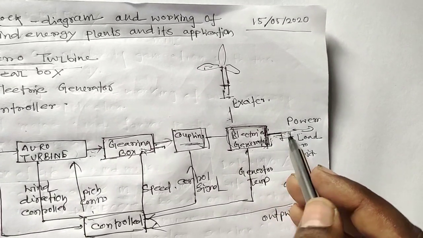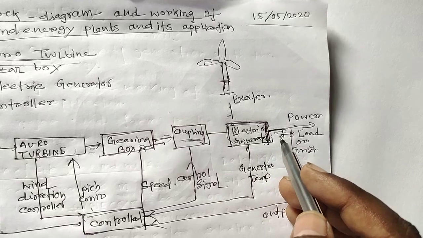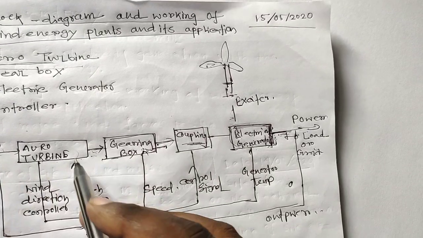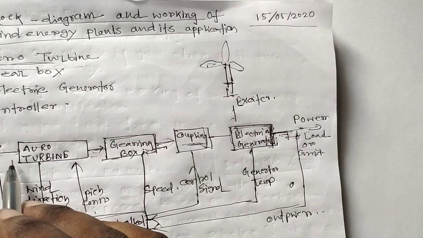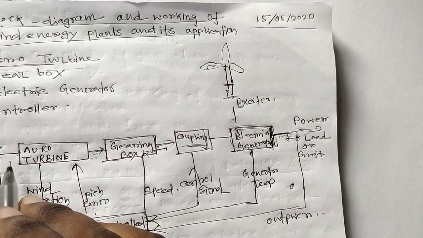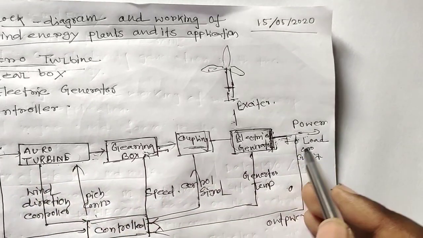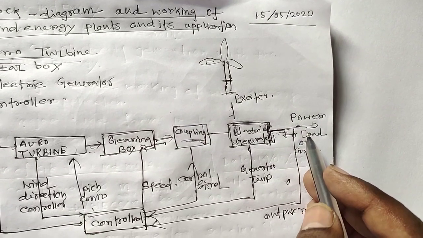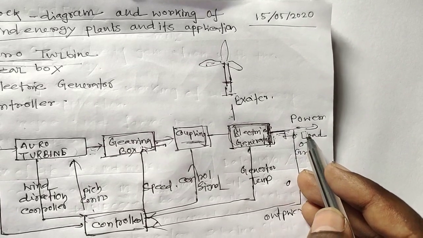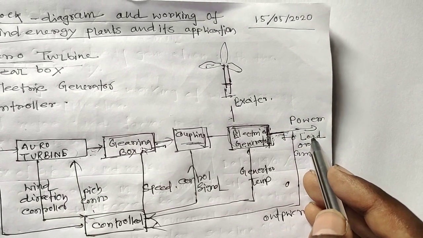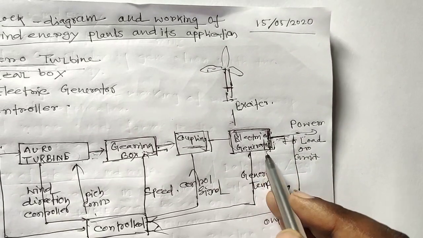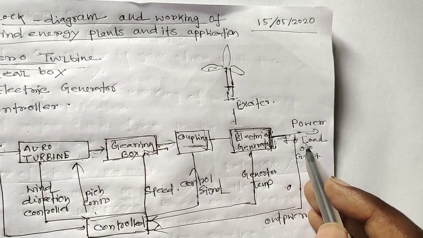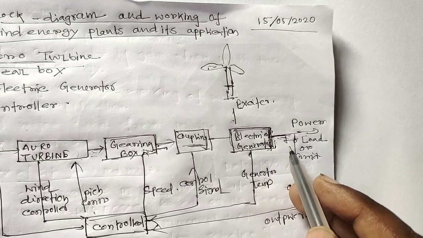excitation must be controlled according to the available natural wind power, because the wind power flowing is not constant. It changes with respect to time. So the output power must be uniform. For that reason the excitation is required, for the uniform distribution of the power at the electrical generator output side.